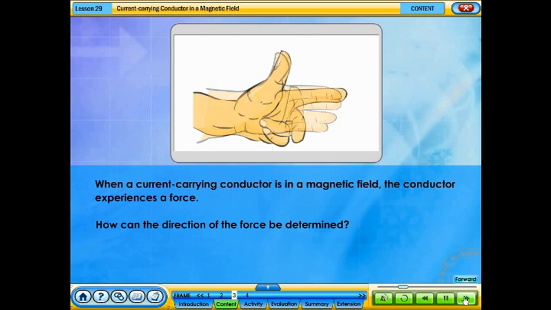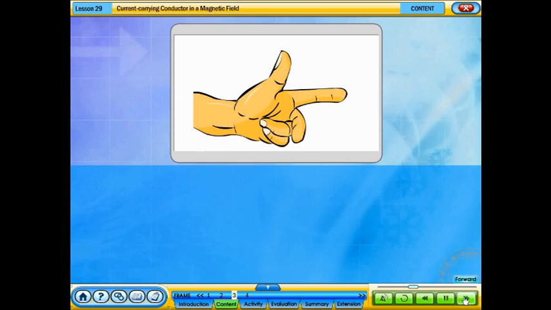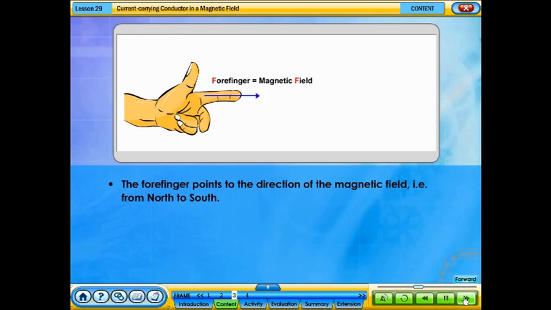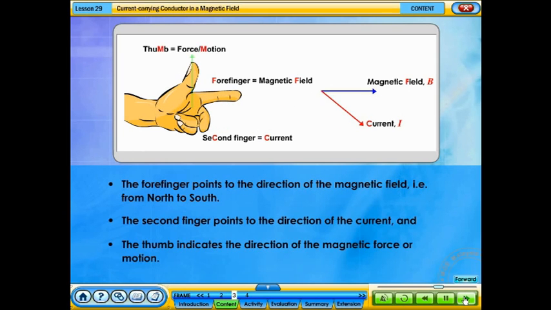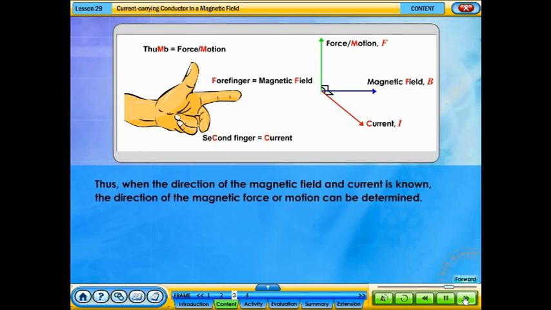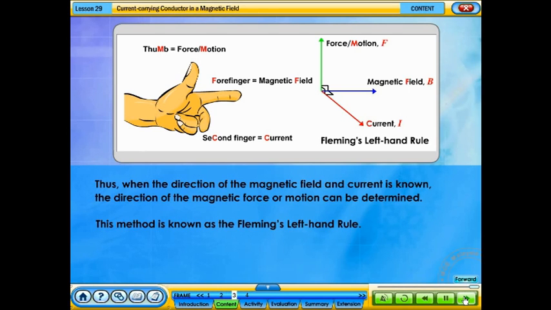Hold out your left hand with the thumb, forefinger and the second finger at right angles to each other. The forefinger points to the direction of the magnetic field, that is, from north to south. The second finger points to the direction of the current, and the thumb indicates the direction of the magnetic force or motion. Thus, when the direction of the magnetic field and current is known, the direction of the magnetic force or motion can be determined. This method is known as Fleming's left-hand rule.